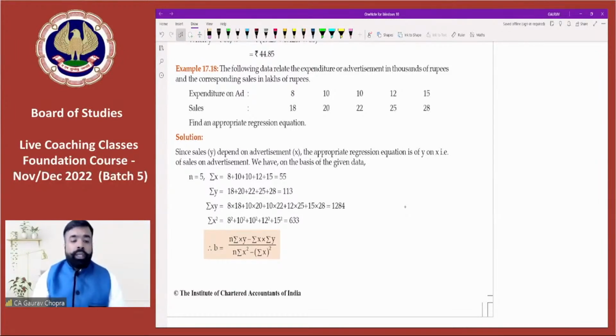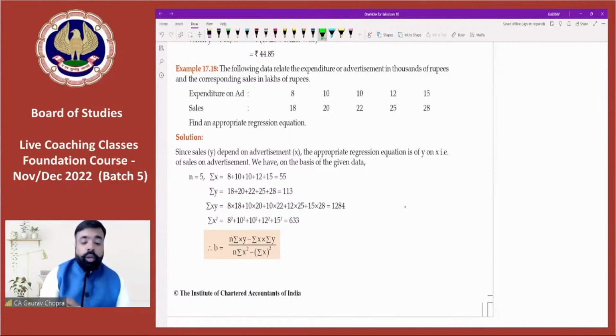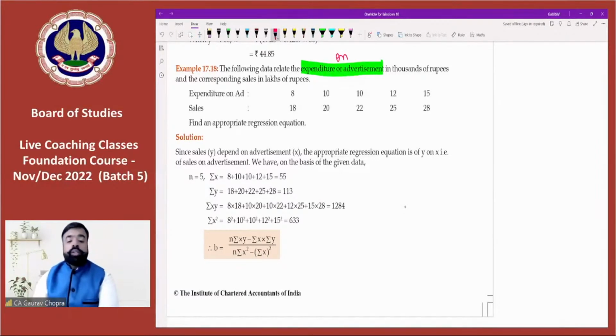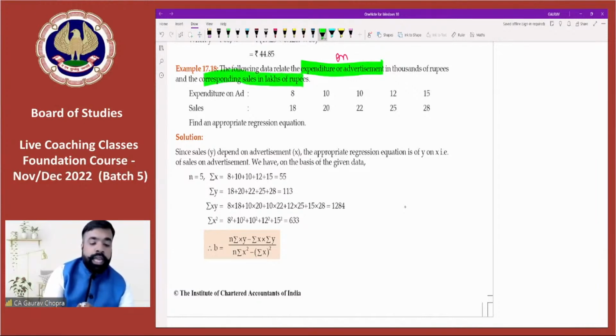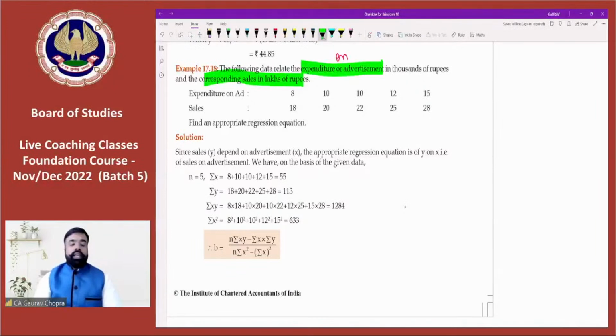17.18, the next question. We are not going to solve this complete question, but just discuss how to solve this kind of question. The following data relate to expenditure on advertisement in thousands of rupees and corresponding sales in lakhs of rupees. Now what we have to do is find the appropriate regression equation.